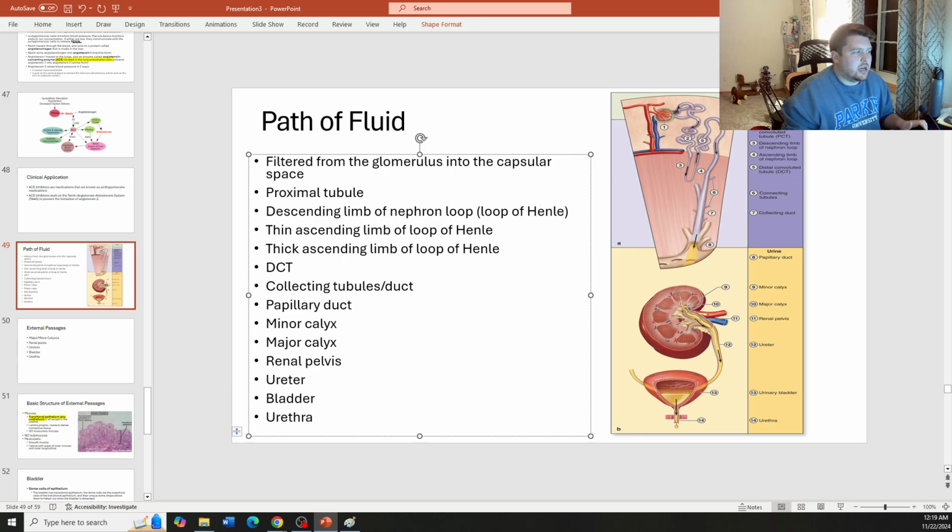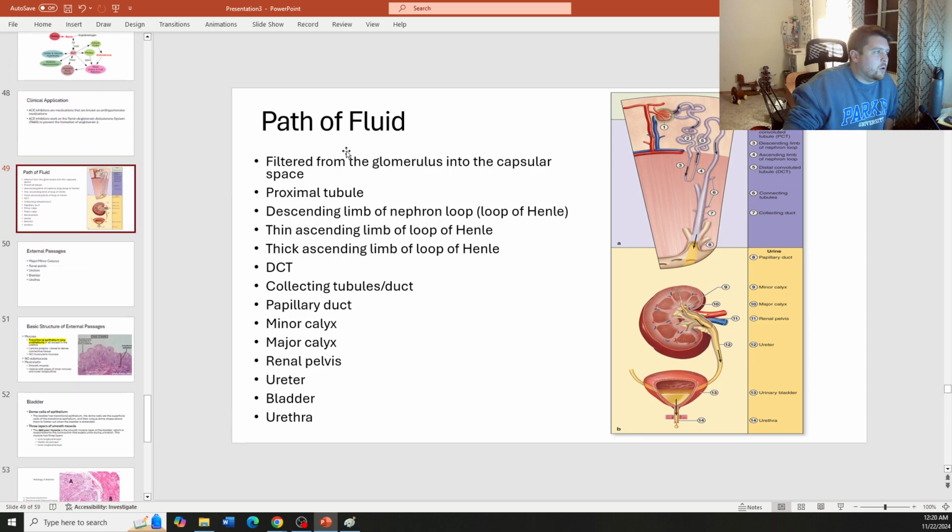The collecting ducts all come together to form papillary ducts. Papillary ducts come together to form minor calyces. Minor calyces come together to form major calyces. Major calyces come together to form the renal pelvis. The renal pelvis drains into the ureter, which goes out of the hilum of the kidney. Ureters take the urine to the bladder, and then finally it is excreted through the urethra.